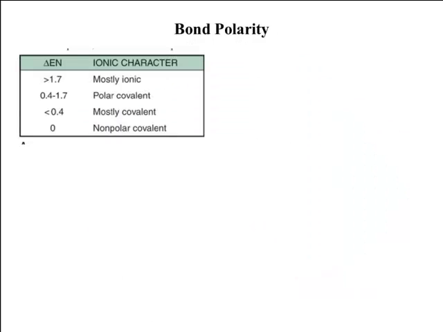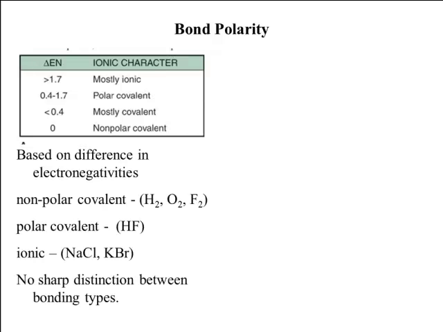So let's look at bond polarity and thinking about how we can calculate this. We're going to talk something about ionic character. We can have mostly ionic, polar covalent, mostly covalent, nonpolar covalent. Mainly, we're going to call it ionic, polar covalent, or nonpolar covalent. Ionic is going to involve ionic bonds, and that's that transfer, complete transfer of electrons. The covalents are going to be sharing those electrons. Those are going to involve those covalent bonds. Okay, now, this ionic character is going to be based on differences in electronegativities.